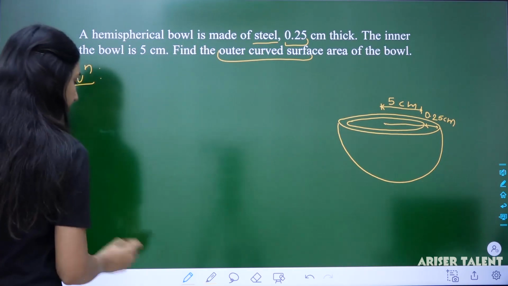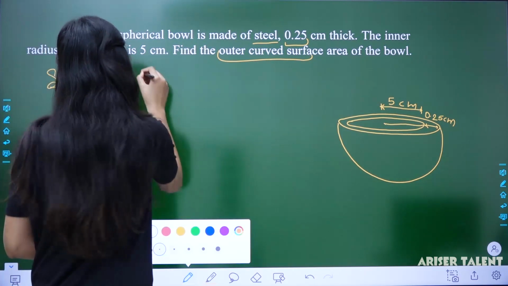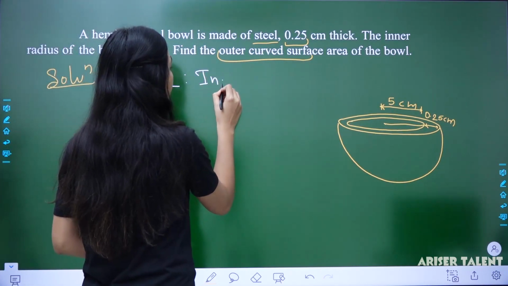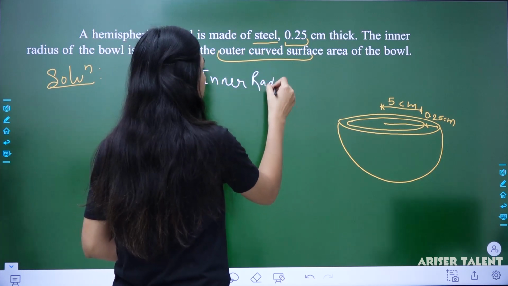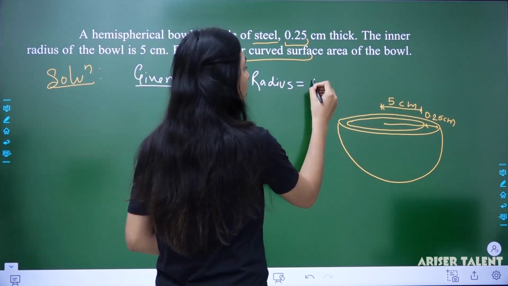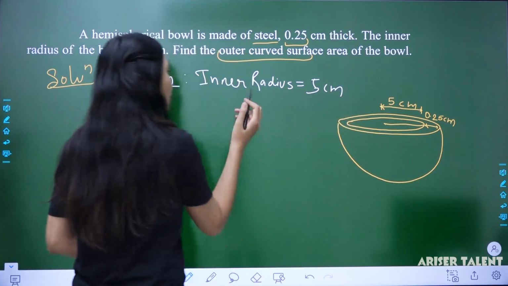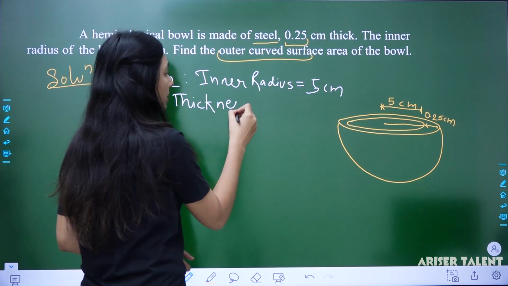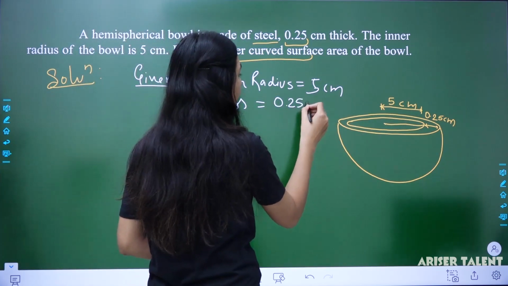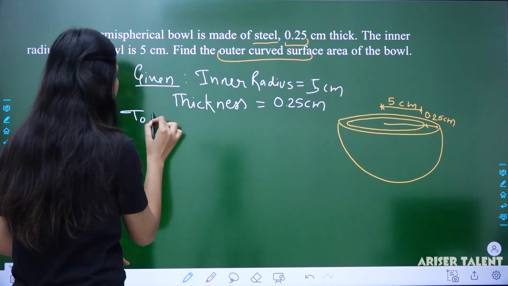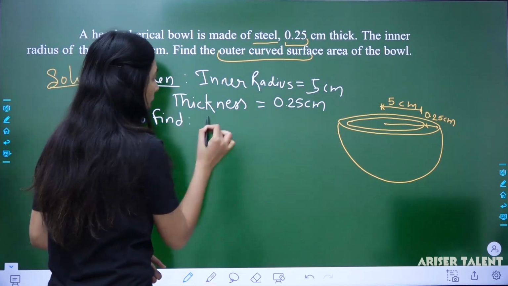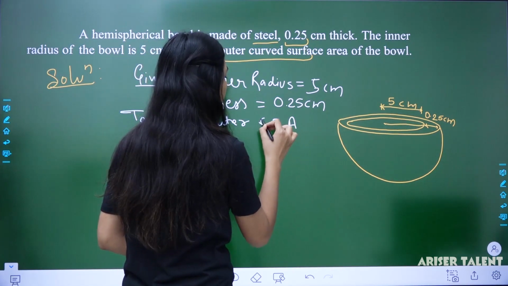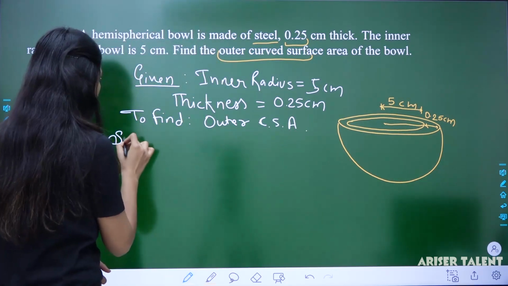Solution of it. Okay, so we are given the inner radius is equal to 5 centimeters. We are also given the thickness is equal to 0.25 centimeters. We have to find out the outer curved surface area of the ball.